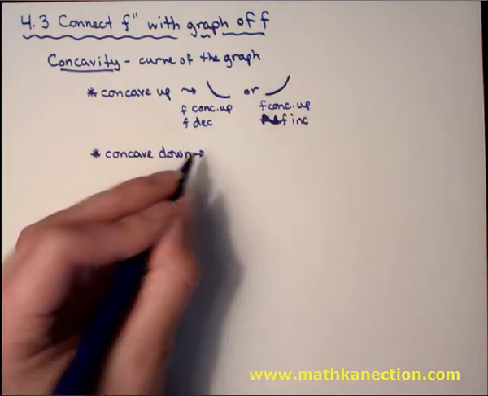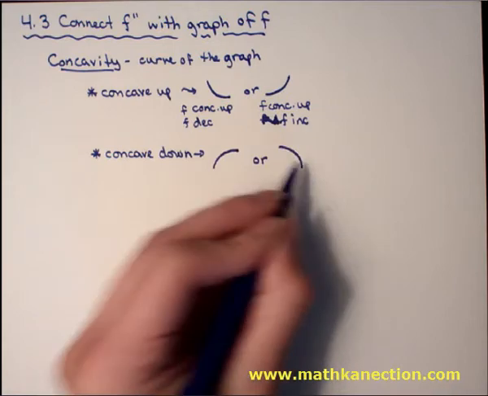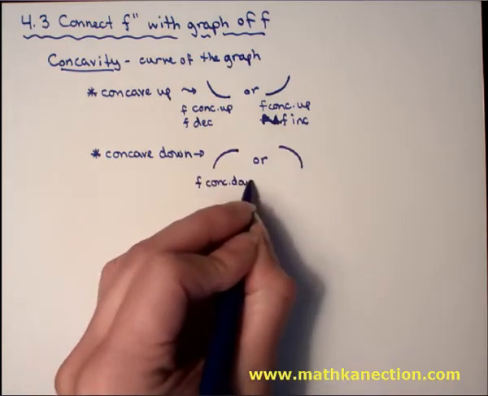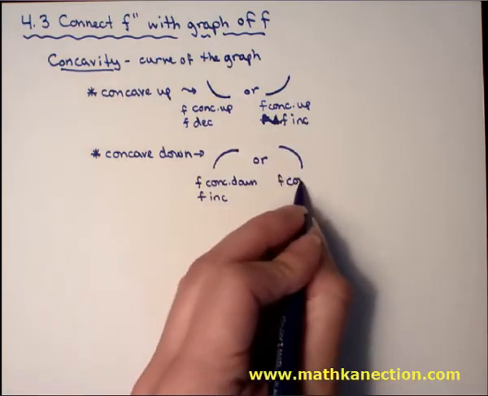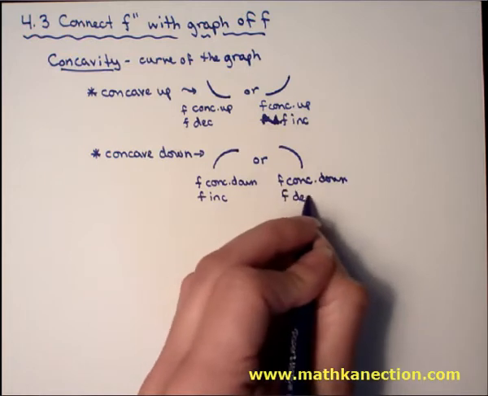Or you can have the graph being concave down. Concave down would be sketches like these, where f is concave down and f is increasing, or f is concave down and f is decreasing.